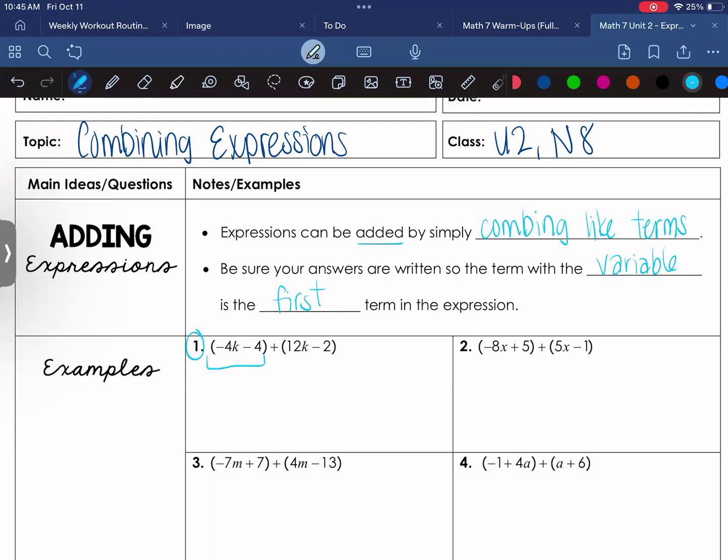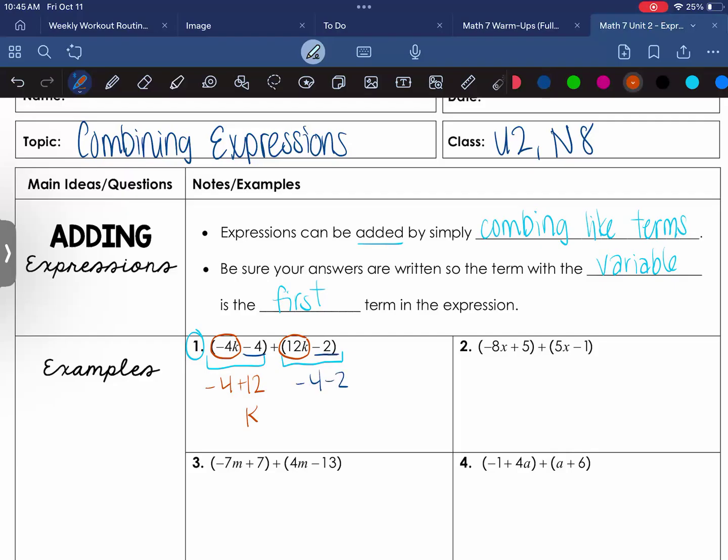So here's the first expression, here's the second expression, and we are just adding the two things together. So all we're gonna do is combine like terms, which you're already familiar with. So we have negative 4k plus 12k. So negative 4 plus 12, don't forget that will be labeled with the k. And then we also have the constants. We have negative 4 minus 2, and then we'll solve both of those.